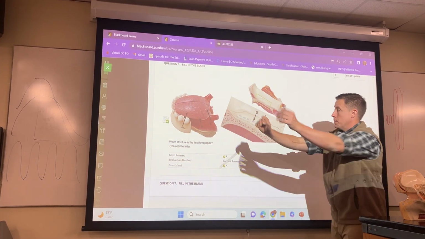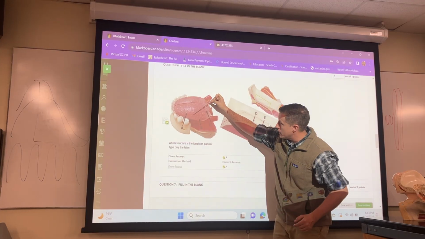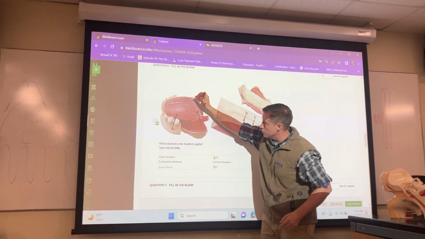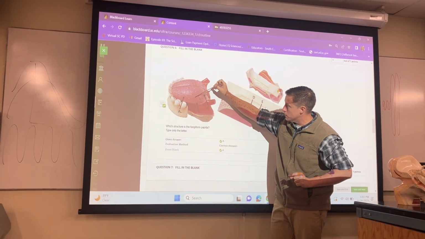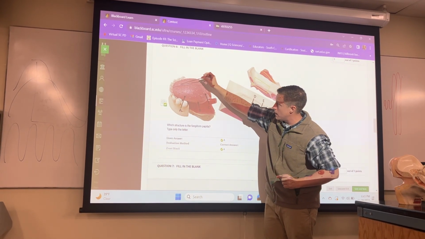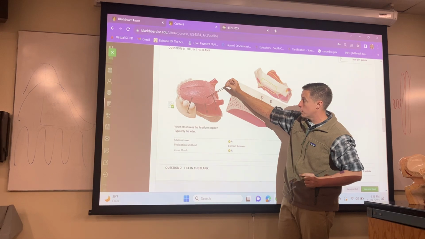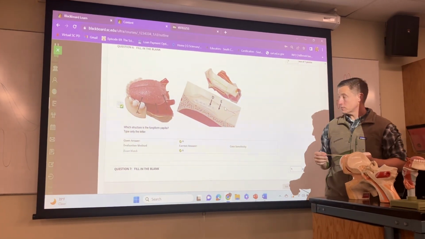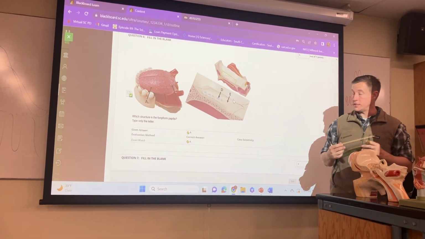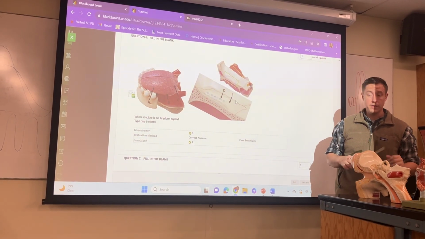Identify the fungiform papillae. Now the fungiform papillae are the ones that look like little mushroom caps. They're almost like little balloons, if you will, underneath the tongue. So fungiform, they're scattered throughout the surface of the tongue, all throughout. They're probably the most dispersed taste papillae of the three sensory ones. So fungiform would be letter A.